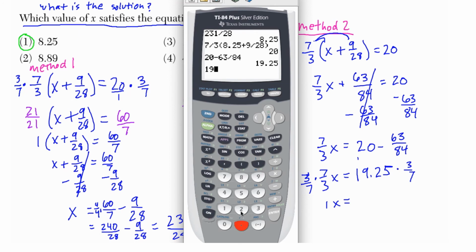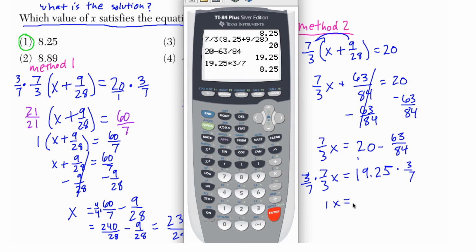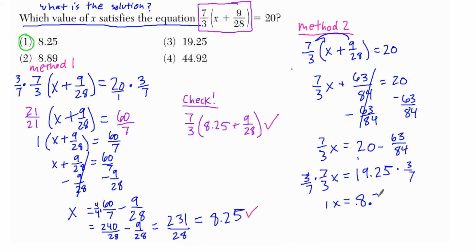19.25 times 3/7. And we get 8.25. That's nice. So we have 1x is equal to 8.25, which is, of course, x equals 8.25, which is the exact same answer we got in the other method.